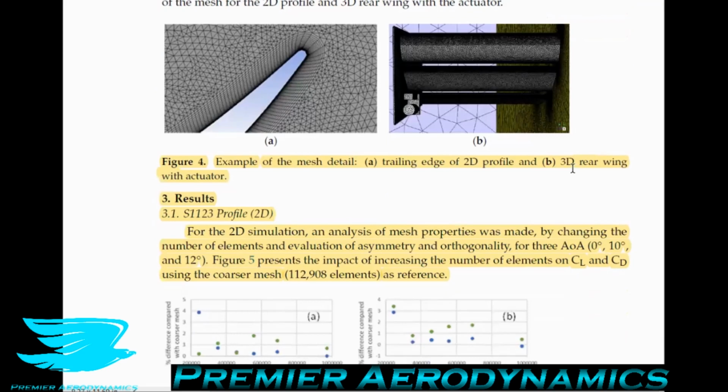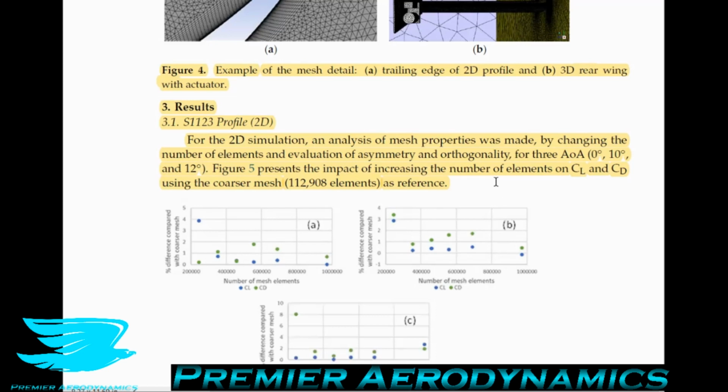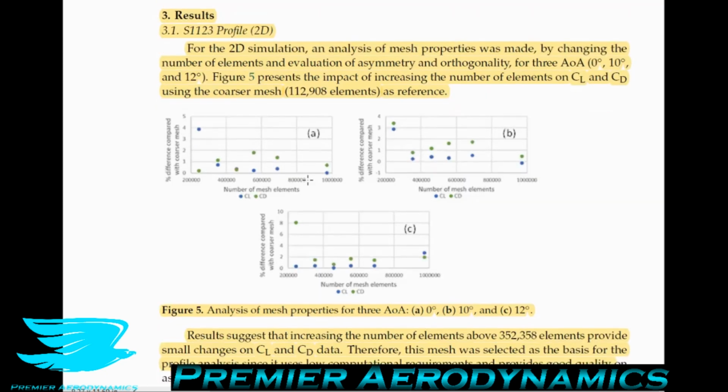So let's talk about the results. The S1223 profile in 2D. For the 2D simulations, an analysis of mesh properties was made by changing the numbers of elements and the evaluation of the asymmetry and orthogonality for 3 angles of attack: 0 degrees, 10 degrees, and 12 degrees. Figure 5 presents the impact of increasing the number of elements on the lift and drag coefficients using the coarsest mesh as a reference. They have 3 different graphs here, and they show just the relative error between the more refined meshes and the coarsest mesh, which had only 113,000 elements.